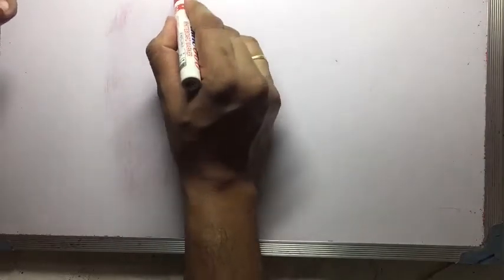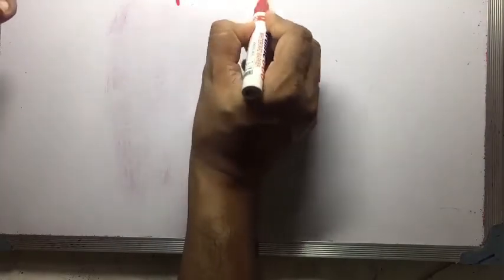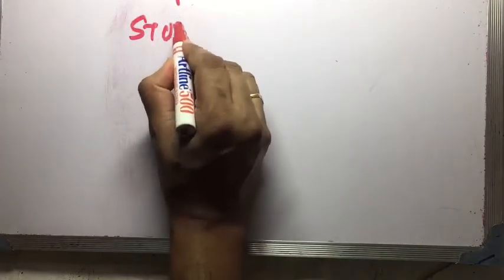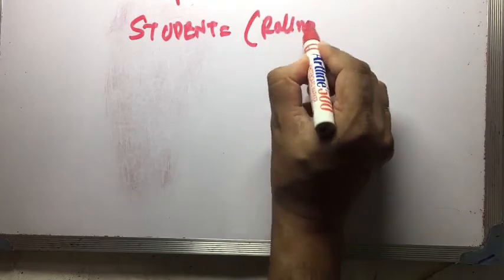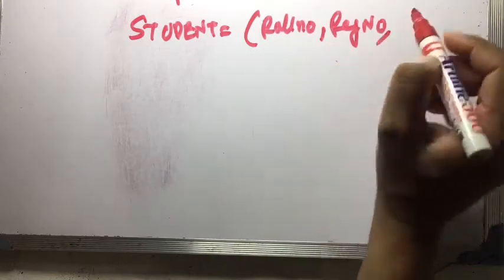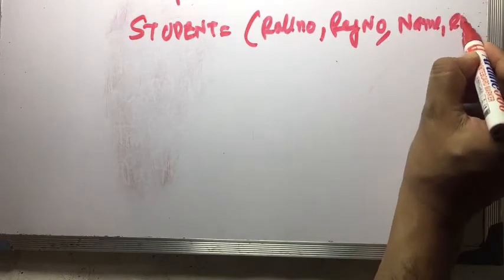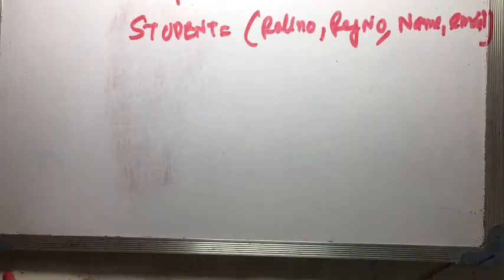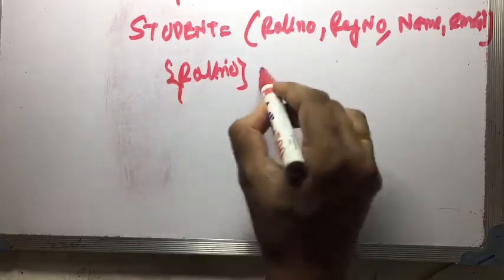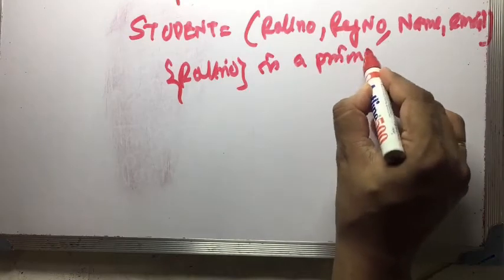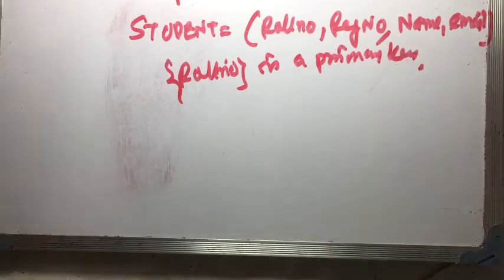For example, suppose the name of the table is student. Among them, suppose there is a row number, registration number, name, and email ID. You can consider row number is a primary key. Here registration number is also a candidate key. So row number is candidate key, email ID is candidate key. You can consider one of them is primary key.